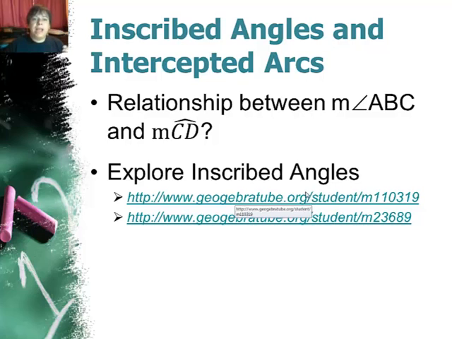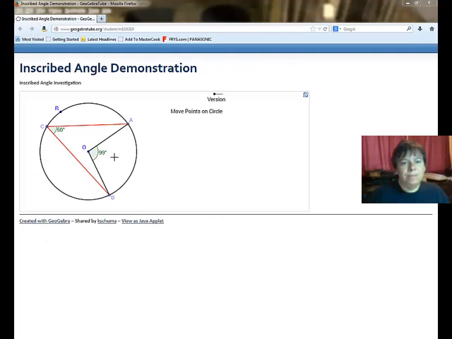But we'll go ahead and explore these with these two links. We're going to look at inscribed angles and see if that holds for any type of triangle, even when the chord is not a diameter. And also we'll look at different angles that intercept.